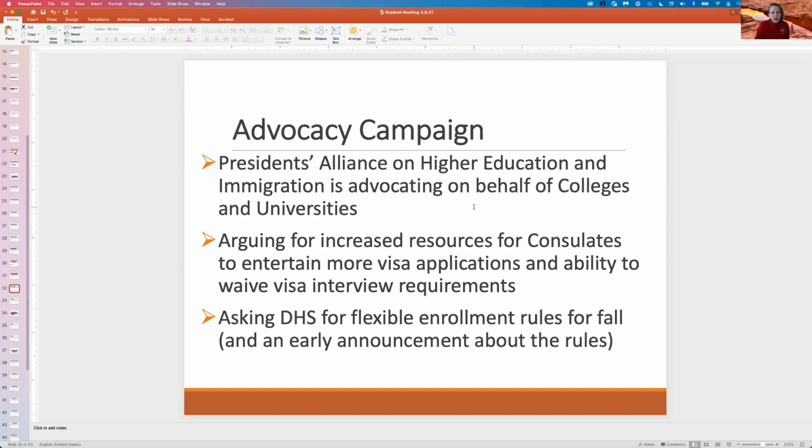So this is tricky, I realize, and I'll pause after this section so people can ask general questions before I move on. As I mentioned, there is an advocacy campaign pretty heavily in place. We are not the only school enrolling international students. We have schools that are heavily dependent on international student enrollments, such as NYU and other schools that have more than 10,000 international students. So they are pushing heavily on behalf of different international education associations.